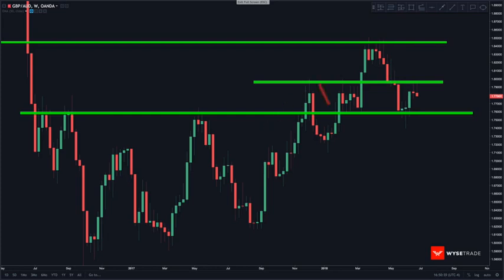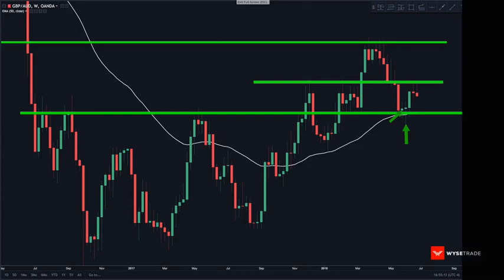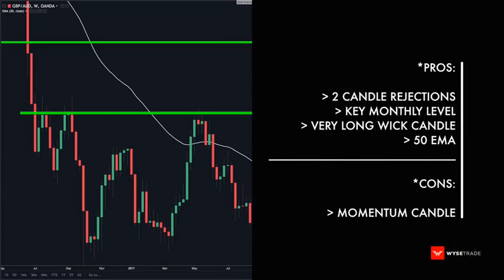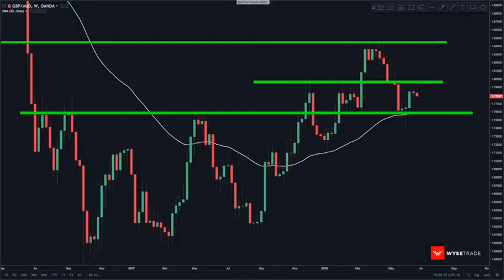Now, as price comes down to this next level, we again weigh the pros against the cons. What we don't like is this massive momentum candle as it approaches this level of support. But now look at the pros we have on our side. We have a long wick candle, followed by an even better, longer wick candle, both rejecting this level of support, and also rejecting the 50 EMA. Look at how the pros outweigh the cons. Once we had confirmation on the daily time frame, we started looking for entries long.